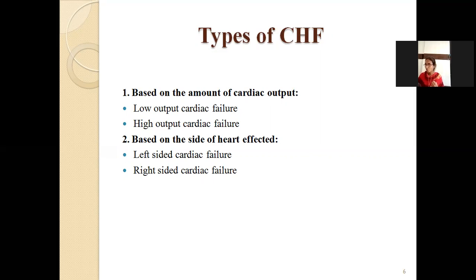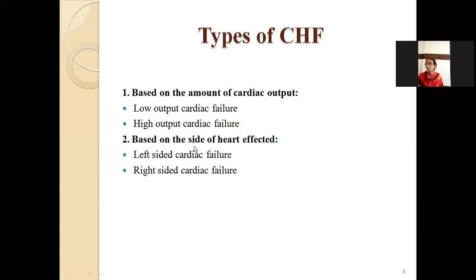So in low output, the functioning of the heart is normal but it cannot pump the blood. But in high output, due to various health reasons like hyperthyroidism and a large amount of cholesterol present in the heart, it cannot pump. Next, based upon the side of the heart affected, the first one is left-sided cardiac failure.